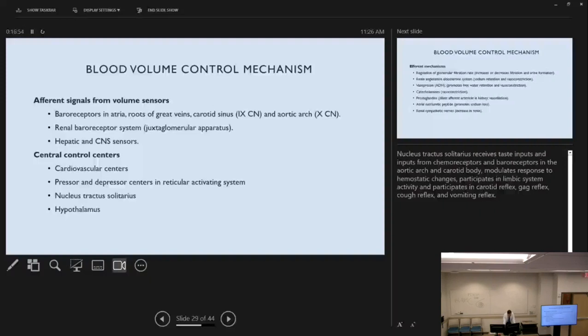Now, we have to talk about many more things here, and notice that we are connecting, again, with the autonomic nervous system. Impossible to study one system without integrating with the other.